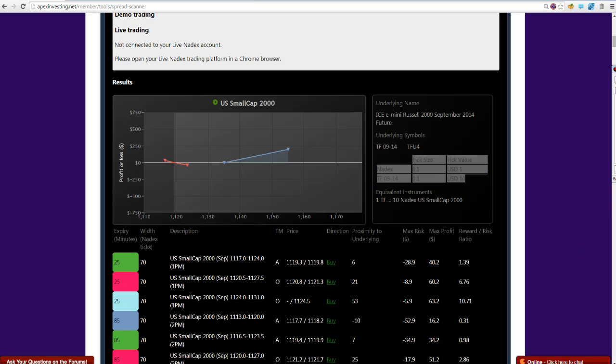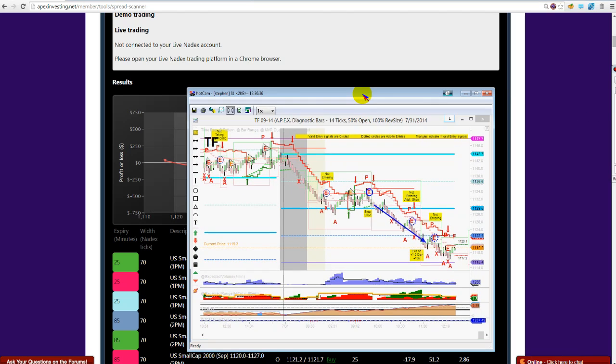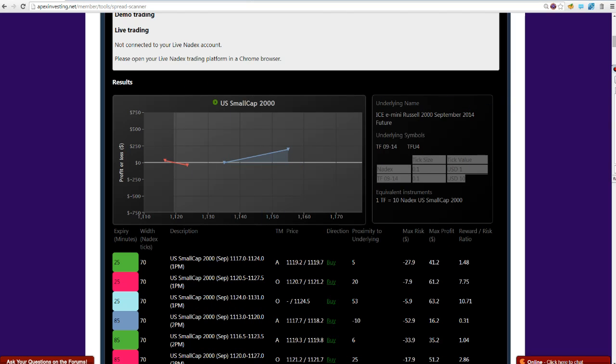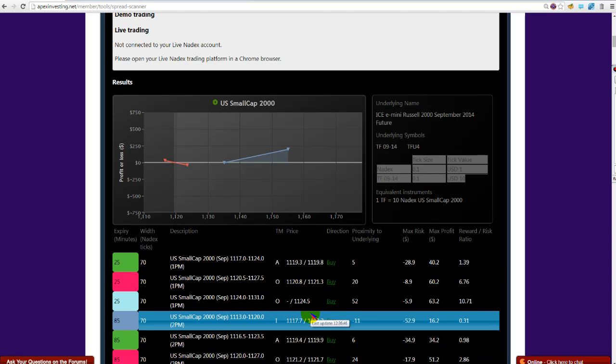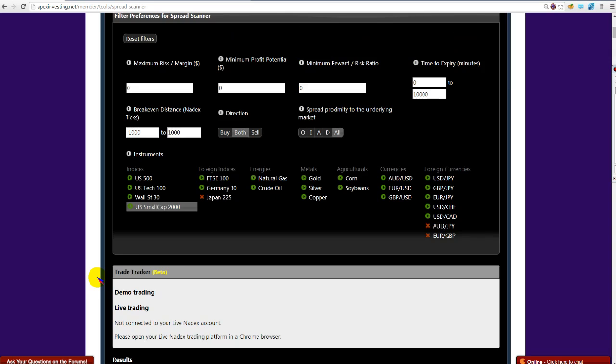And you may make a little bit less, but you put up a lot less. So it's just because of the premium, the way it works. You can mirror a futures contract using multiple spreads. So use a scanner to find them, and go in and figure out what you want.